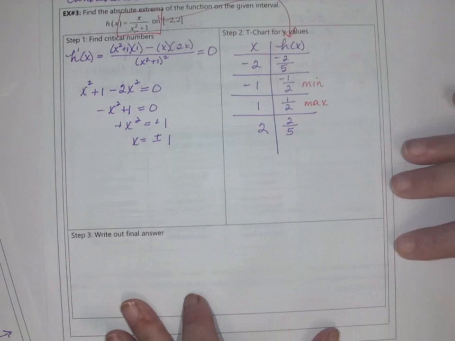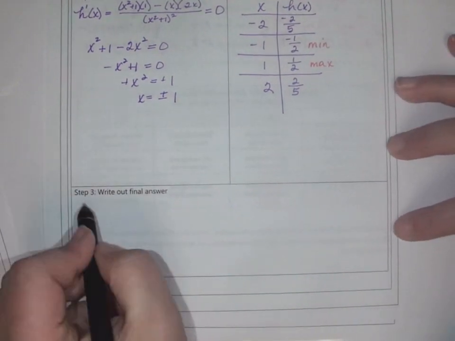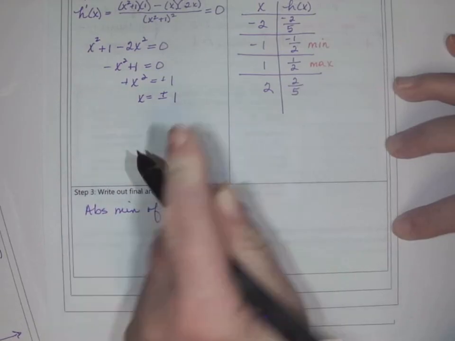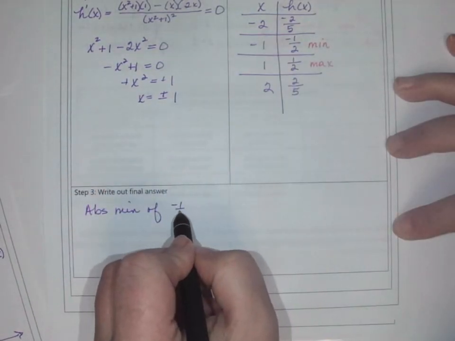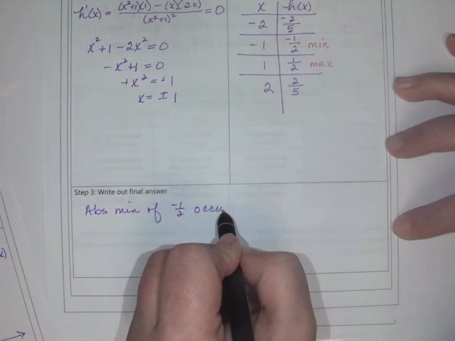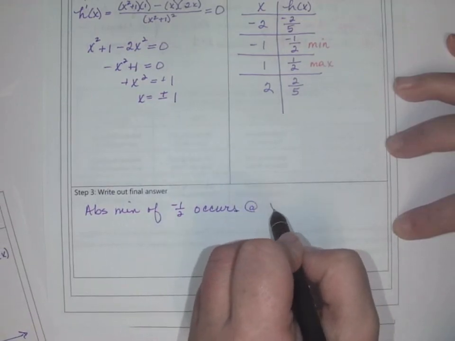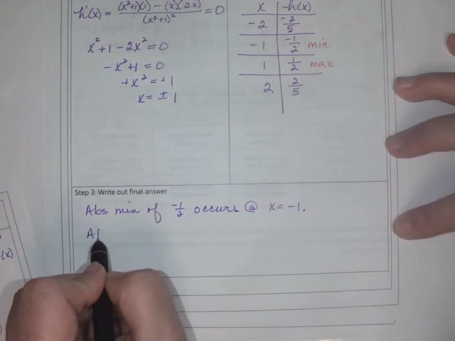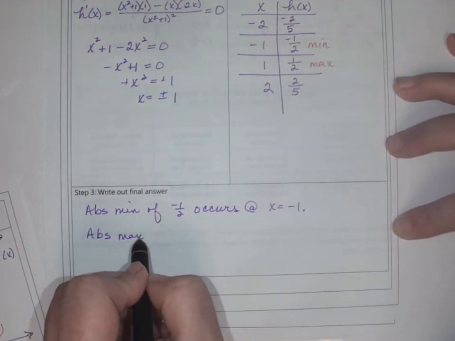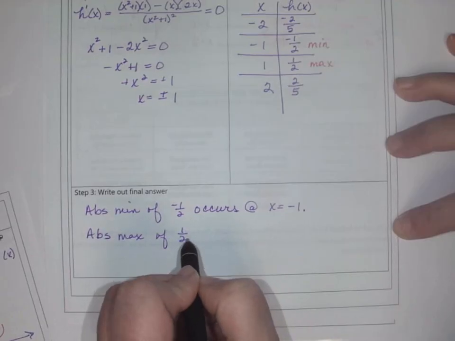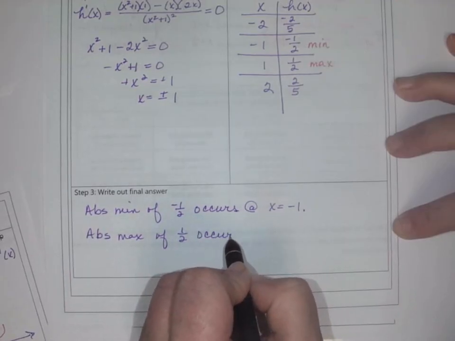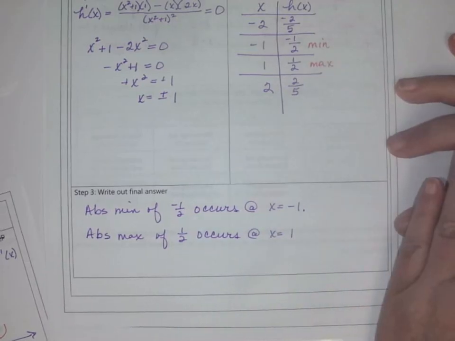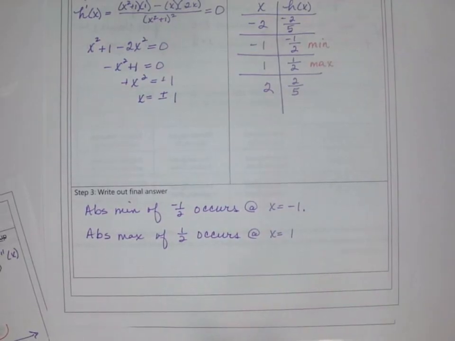Third step is actually to write out your answer. So we're going to say the absolute min of, and you're going to give me the value, -1/2 occurs at x equals -1. Then we're going to do the same thing with the absolute max. The absolute max of +1/2 occurs at x equals +1. So that's going to be how you find your absolute max and mins.